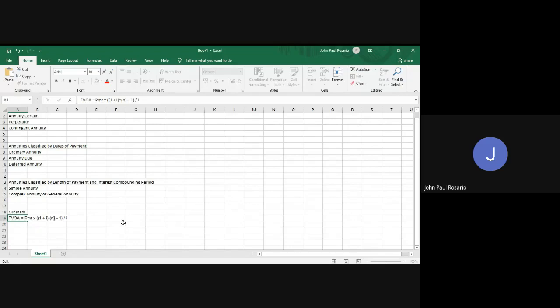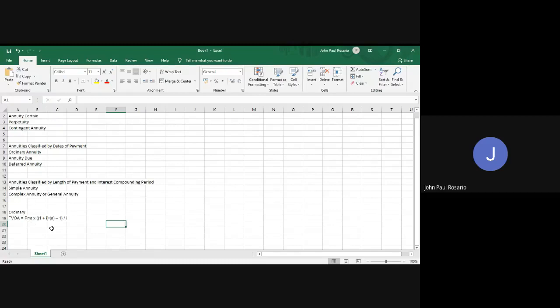And N is what? Unsa man si N nato? Number of periods. Number of years, which is compounding period per year times the number of years. Tama? Yes, sir. Okay. Sige. Now, the question is, kabanata nga ang formula for FVOA.